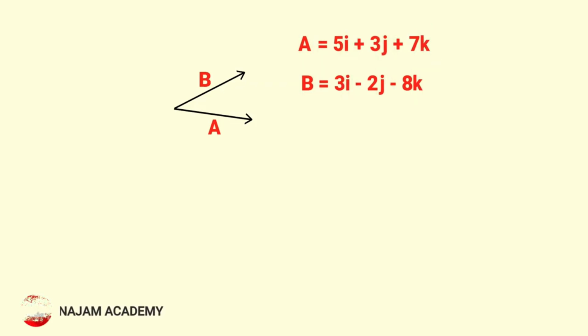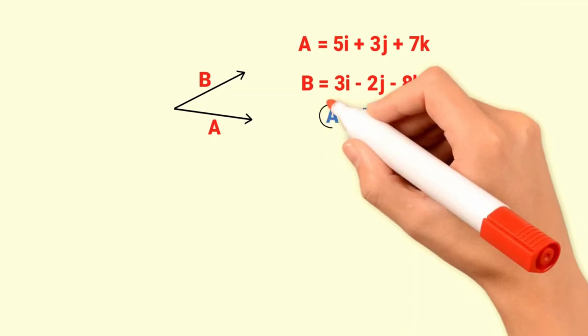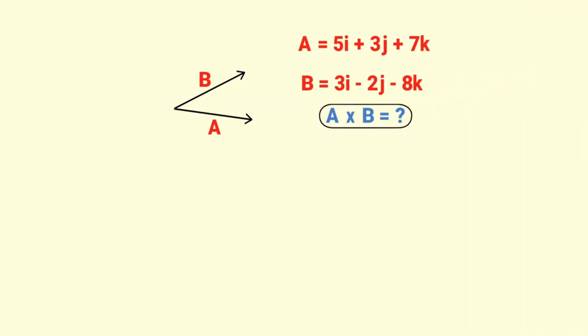Now if I ask you to find the cross product of A and B, will you find it? I hope you can. Let me teach you a very simple method. First of all, look at the order of multiplication of the cross product. I mean that A cross B is totally different from B cross A. So you must be careful about the order of cross multiplication of two vectors. Here, the order of multiplication is A cross B.